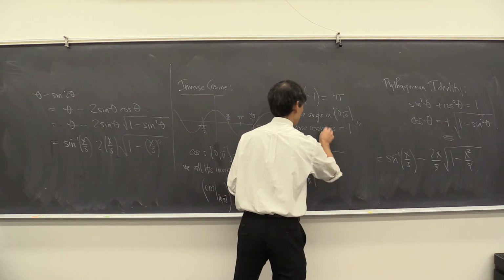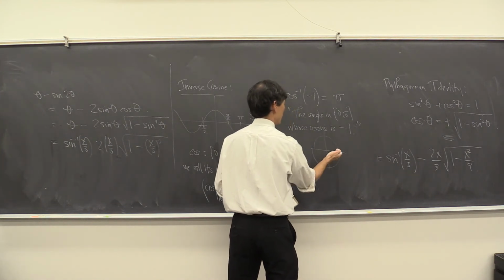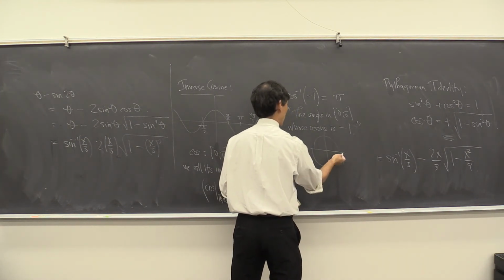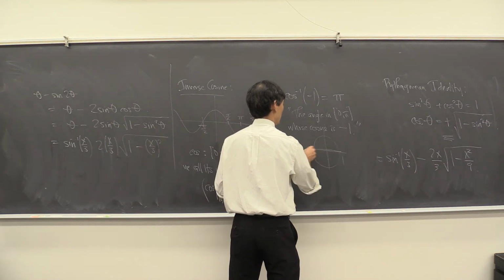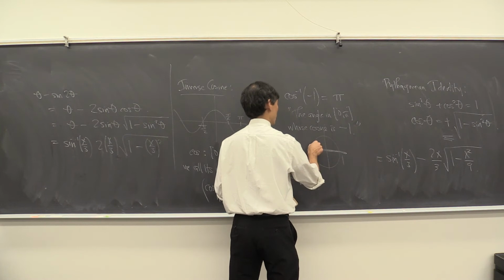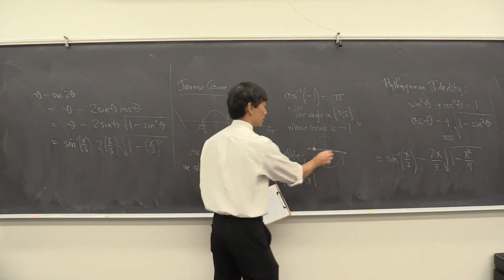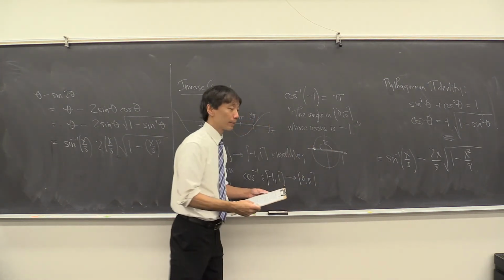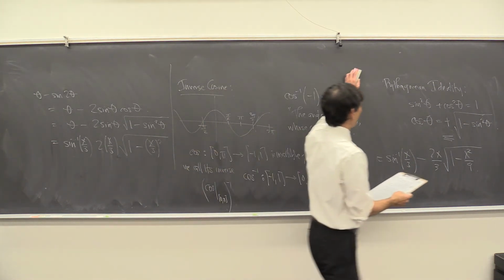Because just translate what this means, right? You're looking for the angle on the unit circle whose x-coordinate is -1. Well, that's going to be over here. So that's going to be an angle of pi.